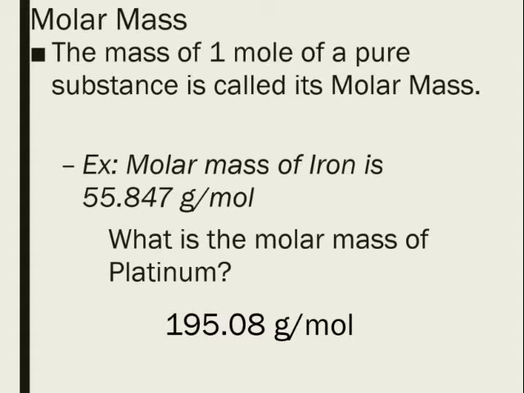Right? If you look at your periodic table, for iron, you're going to see that 55.85 value. You're also going to see for platinum the 195.08 value, or maybe a 195.1 value. That's just depending on the number of significant figures used.